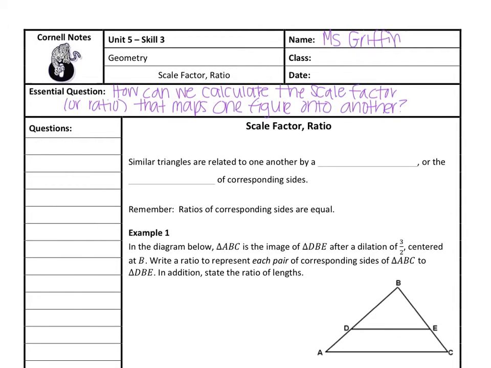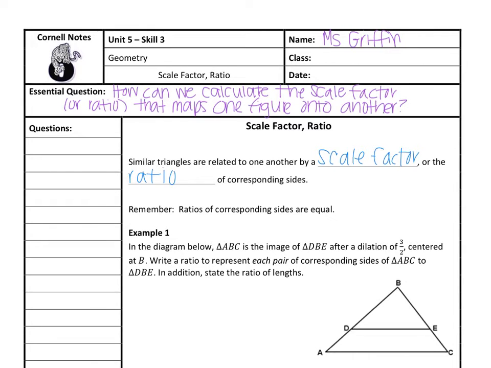We're looking at scale factor and ratio today, so our essential question says, how can we calculate the scale factor, or ratio, that maps one figure onto another? We do need to define some of these words that you're seeing in the essential question, but also at the top of your paper, such as scale factor and ratio. Similar triangles are related to one another by something called a scale factor. This is also called the ratio of corresponding sides.